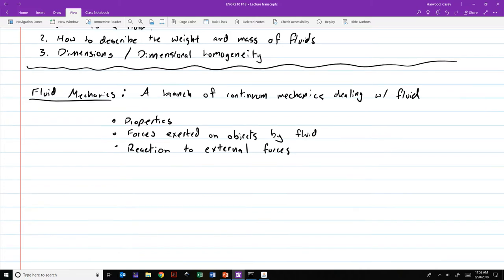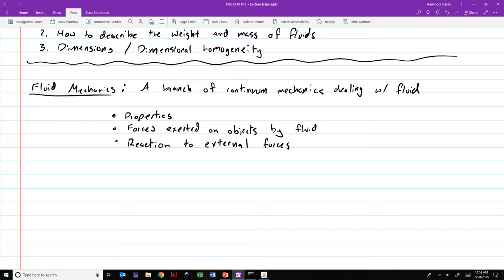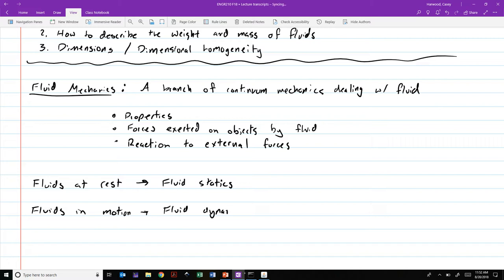There are really two branches of fluid mechanics that we're going to cover in this class. First is fluids at rest, which we know as fluid statics, and fluids in motion, which we refer to as fluid dynamics.